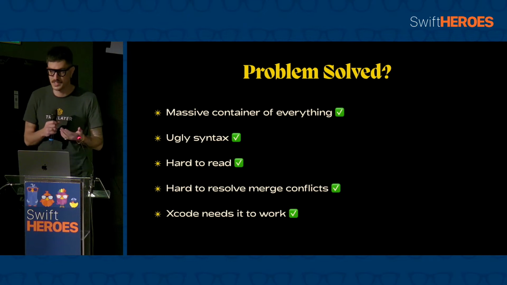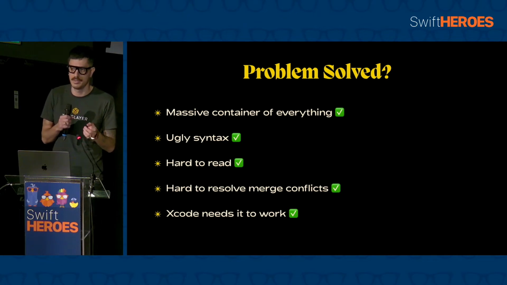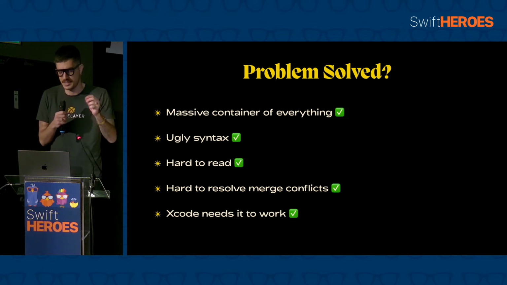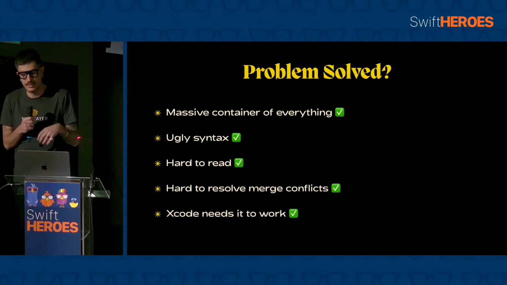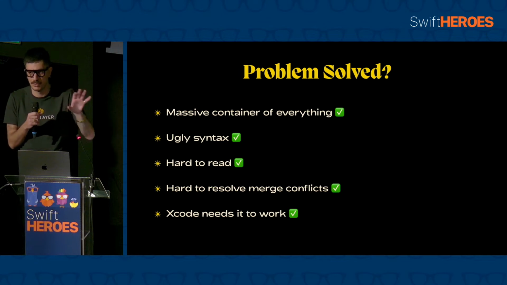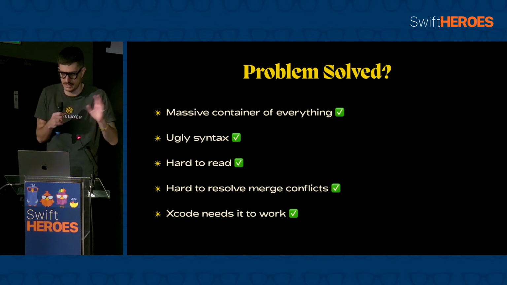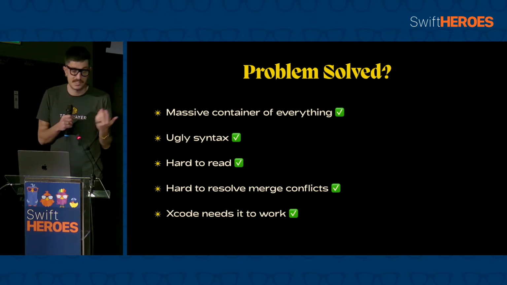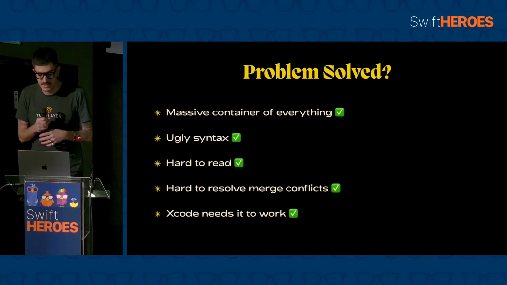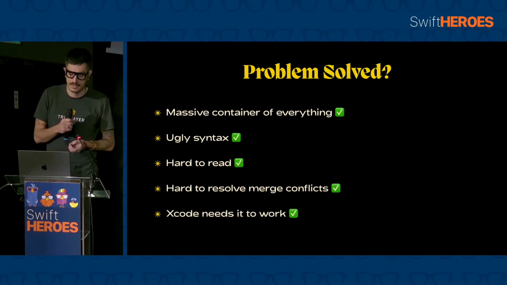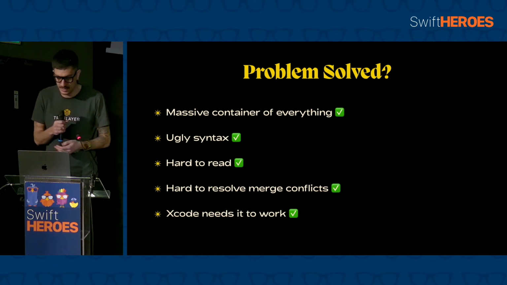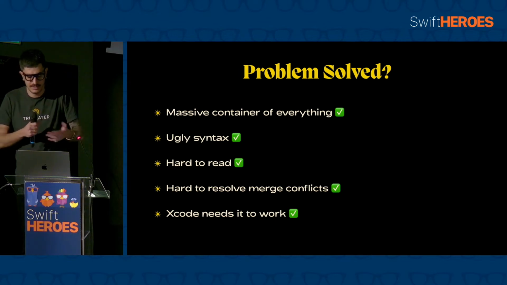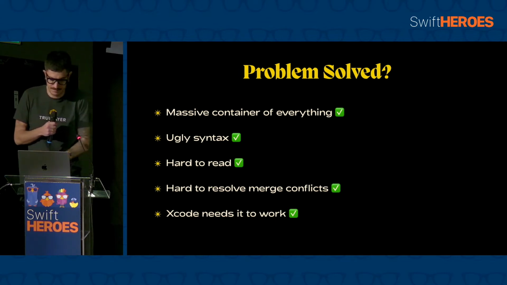Yes, we did, because it's not a massive container anymore. Even though it's a single file, it's Swift, so you can actually create variables and reference the same stuff, etc. And we don't actually reference anything. We just point to a folder, and everything else we don't care about. Xcode takes care of that. We got rid of the ugly syntax. It's easy to read. It's not hard to resolve conflicts, and we're not going to have any anyway. And we don't need anything for it to work. It just works. So that's great.